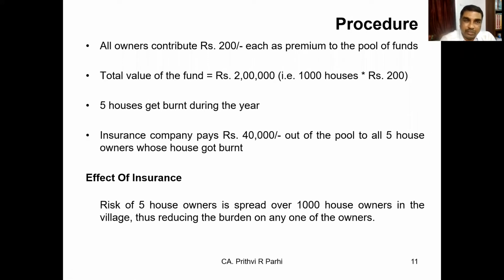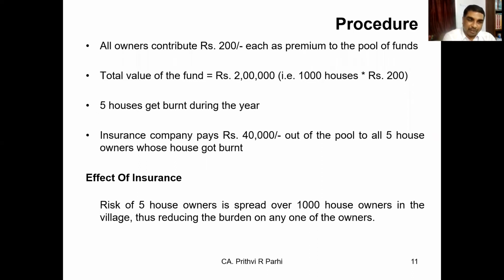Okay. Now, the procedure is very simple. Each owner will contribute 200 as premium. In case loss happens, then he will be compensated. If loss doesn't happen, then nothing will be paid to him. The total value of the fund will be 2 lakh rupees. In case some of the houses burn during the year, then they will be compensated from this.